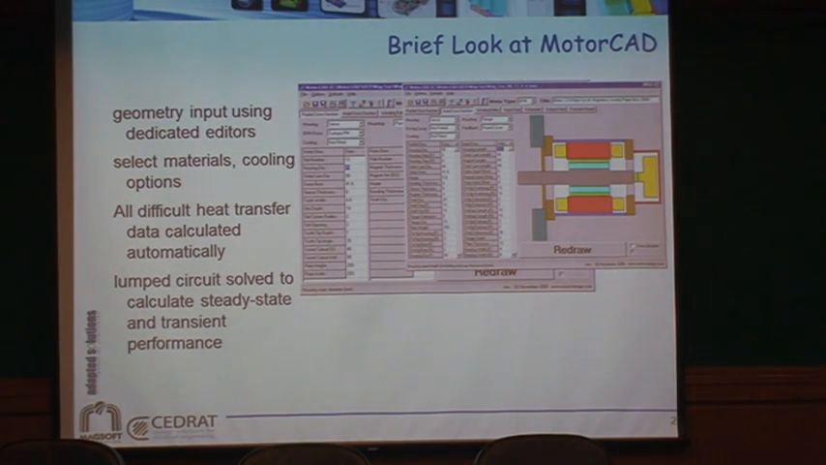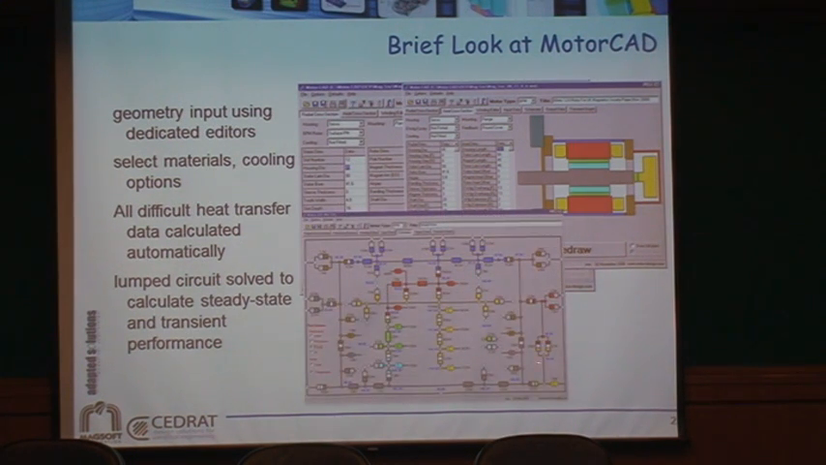Then you just have to select materials and cooling options. We'll look at this a little after. And all the heat transfer data is computed automatically. You don't have to do anything. Once you have the materials and the topology, the program is going to develop the thermal circuit with resistance and capacitance, giving you a lumped circuit and solving steady state or transient. This is the circuit as it is developed.